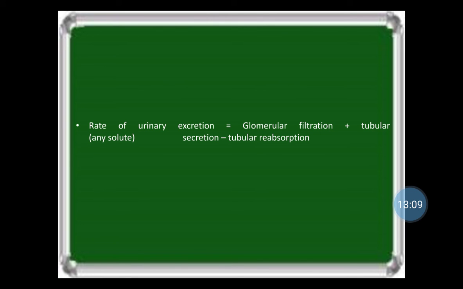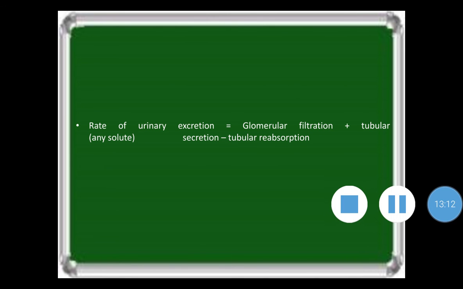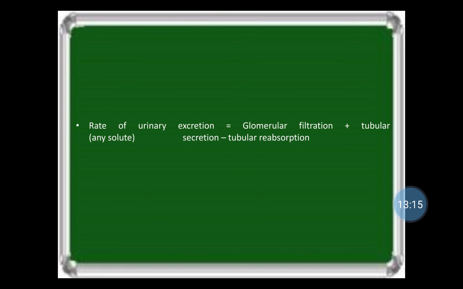Now the rate of urinary excretion of any solute is equal to the glomerular filtration plus tubular secretion minus tubular reabsorption. The tubular reabsorption is subtracted because it takes the fluid back into the blood.